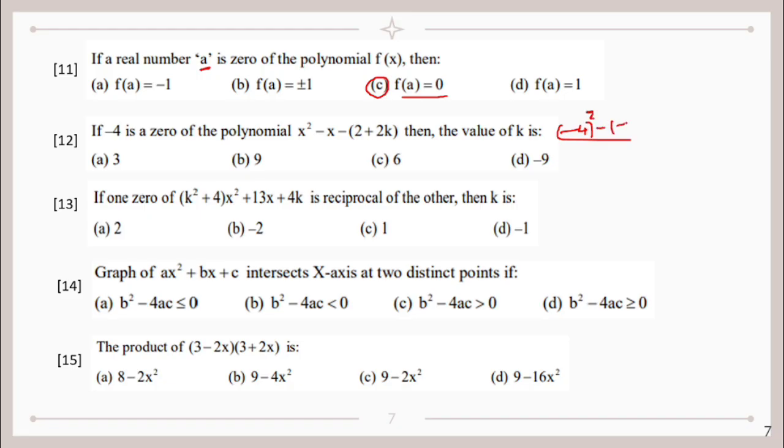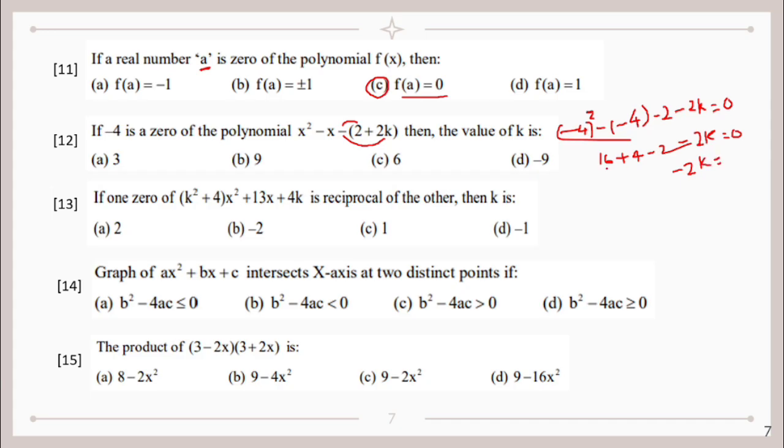minus of minus 4, minus of minus into 2, directly I will open the bracket, minus into 2 is minus 2, minus into 2k is minus 2k. As it is declared as 0, it will be equal to 0. Now simplify this. 4 4s are 16. 16 minus of minus 4 plus 4, minus 2, minus 2k equal to 0. Keep minus 2k alone on the left side.